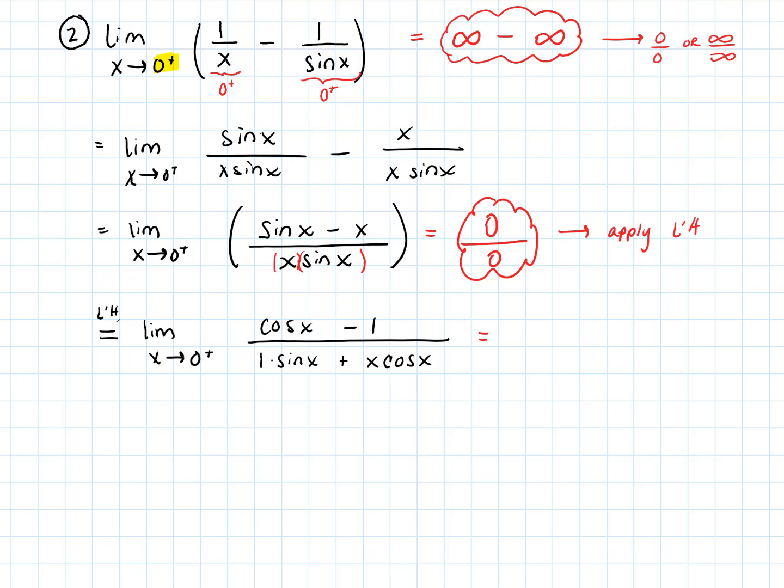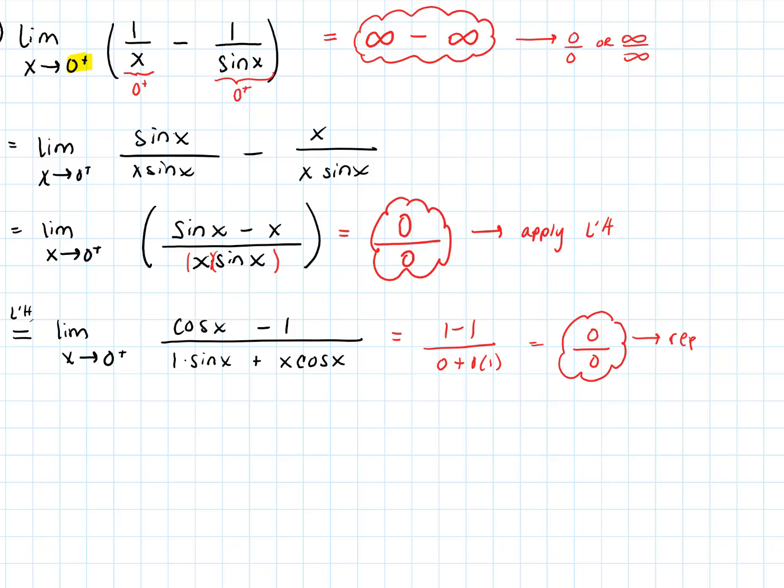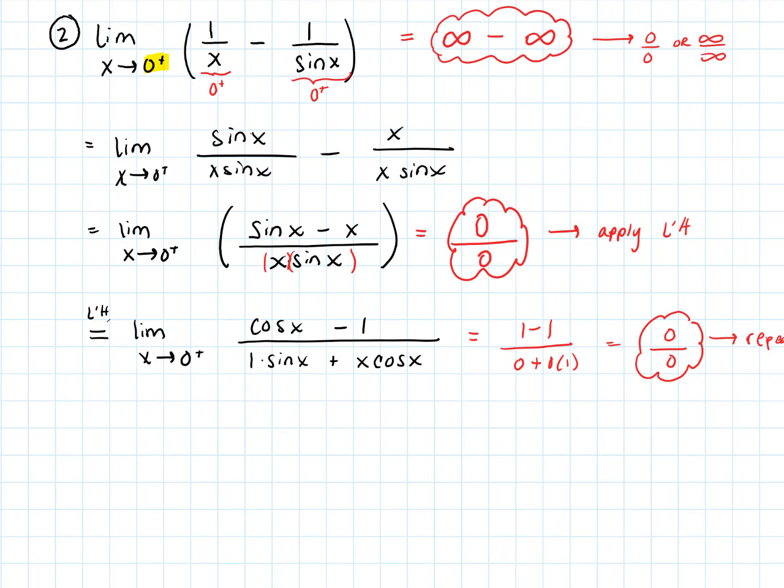So I'm going to go ahead and see what that turns out. If I allow x to approach 0 from the right, the cosine of 0 is 1, so I get 1 minus 1. On the bottom, I get 1 times 0, so 0 plus, and now I'm going to get 0 times 1. So that's going to become 0 over 0 again. And again, that means I can repeat L'Hopital's rule because I'm once again in an indeterminate form where L'Hopital's rule is valid. So I can say, let's apply L'Hopital's rule again.